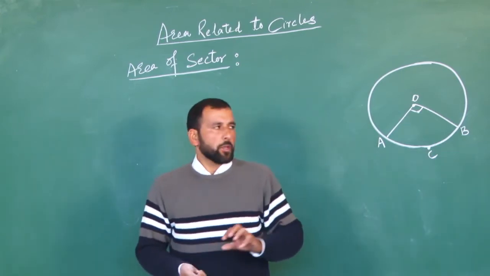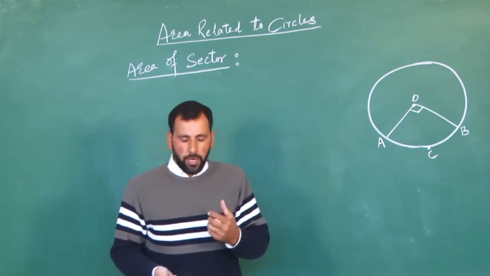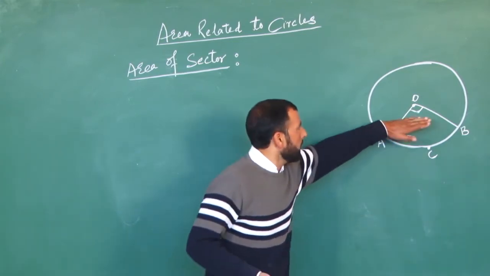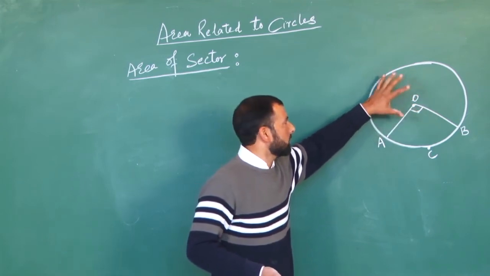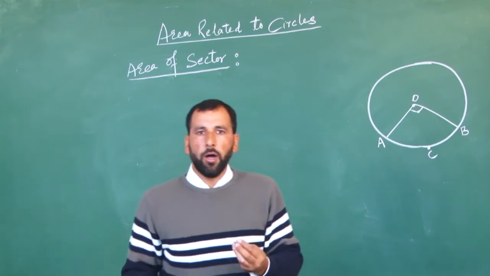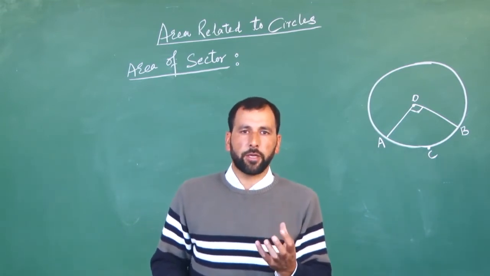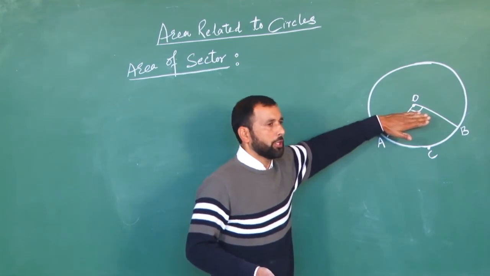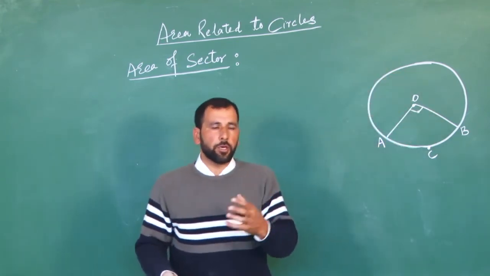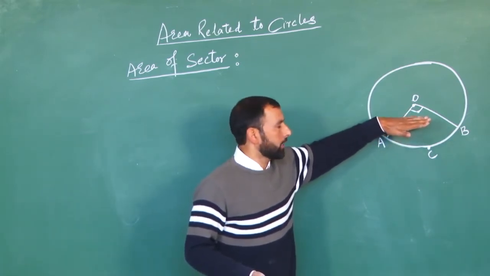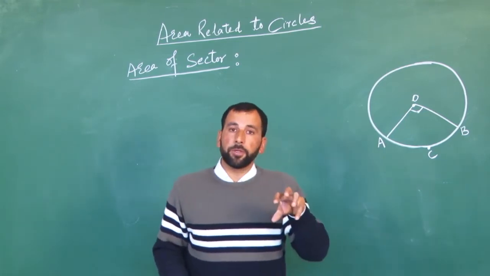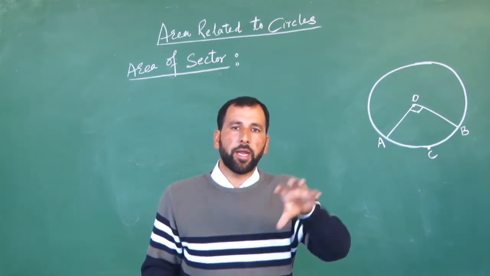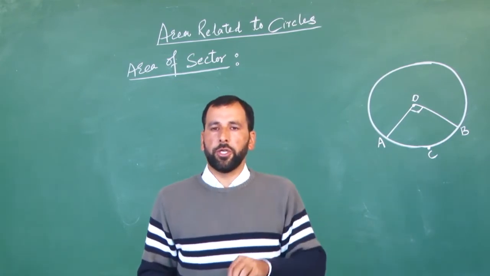We know that a circle is considered to be a sector when the measure of the central angle is 360 degrees. When the angle at the center is 360 degrees, the figure so formed is a complete circle. Means when the angle at the center is 360 degrees, the area of the sector is equal to pi r square, because 360 degrees is the complete angle of a circle.